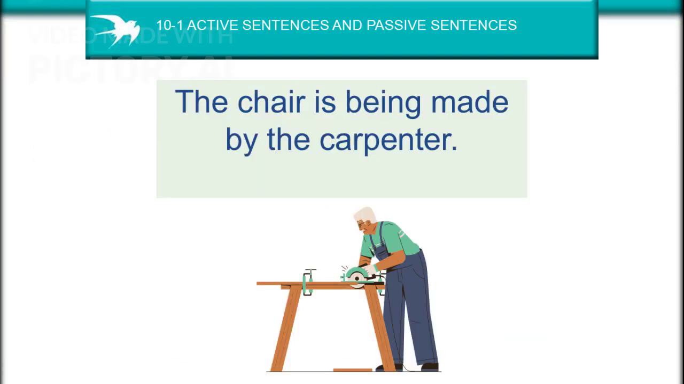Let's start with an example. The chair is being made by the carpenter. This illustrates a passive sentence where the focus is on the action rather than who is performing it.